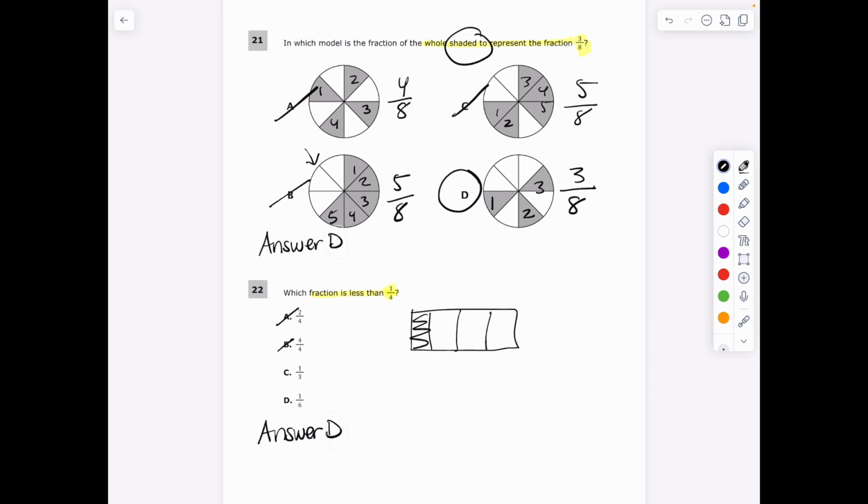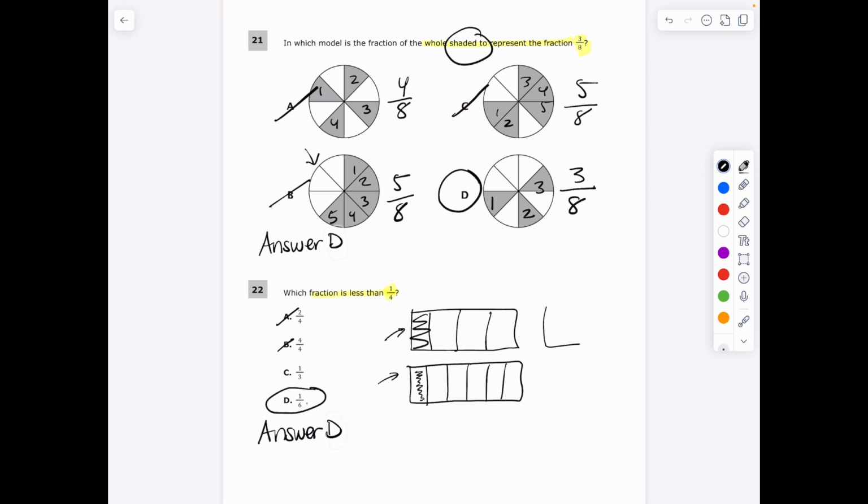Now I'm stuck between 1/3 and 1/6. I want you to think for a minute: when you're sharing something with other people, the more people you share with, the smaller the pieces get, which is why 1/6 is smaller. If I had the same piece here and I'm sharing it with 6 people, my piece is going to be smaller than if I just shared it with 4. So the more people, the more equal pieces, the smaller it gets. The bigger the denominator, the smaller the piece, when my numerators are the same.